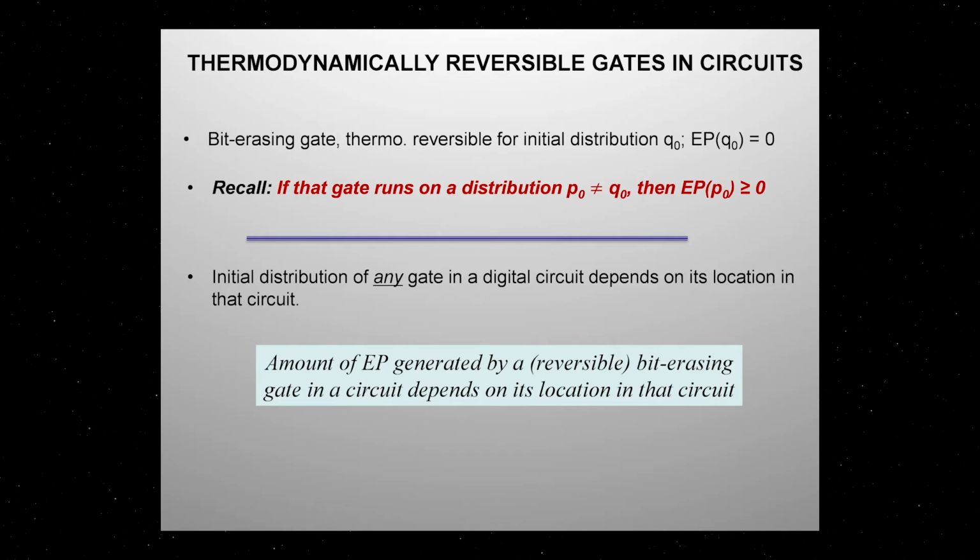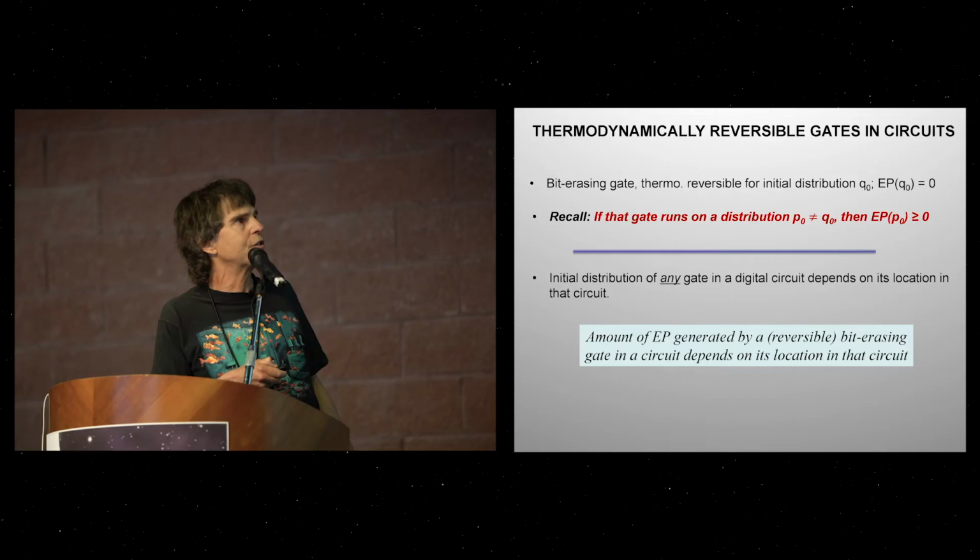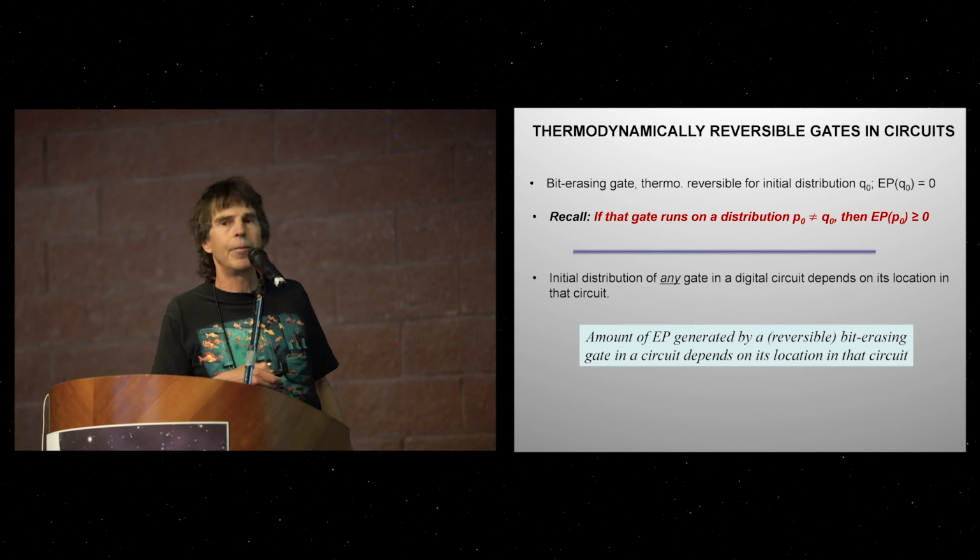Okay, that was just a little bit of a touching on issues having to do with the thermodynamics of Turing machines. It actually gets a lot deeper than that, more challenging might be another way of saying it. Let me now very briefly talk about perhaps the opposite extreme of computational complexity, loosely speaking, which is just straight line, loop-free circuits. Recall that this bit erasing gate, even if it's thermodynamically reversible for some particular initial distribution of its states of the bit, so the entropy production for that distribution is 0, if I run it on a different distribution, then the entropy production is in general non-zero.